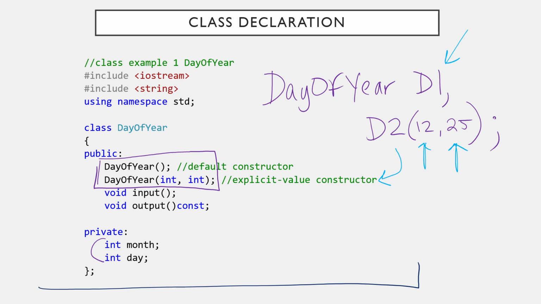So D2 would have the date of 12/25 and D1 would have whatever date has been implemented by the default constructor. Again, we don't have the implementation in front of us, but by looking at this declaration, and if there were good comments, we would know how to declare objects of type day of year.